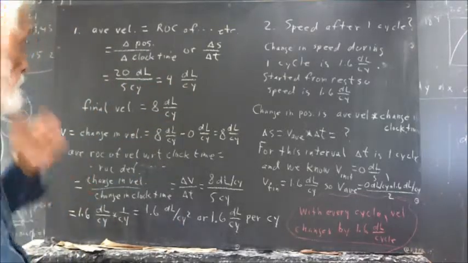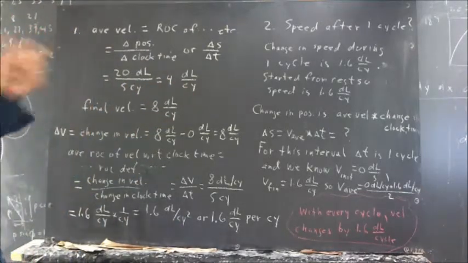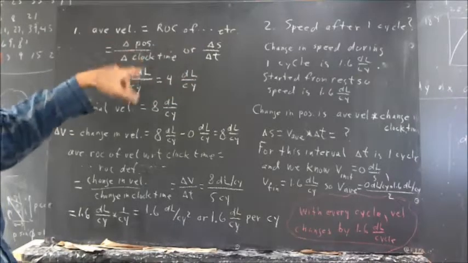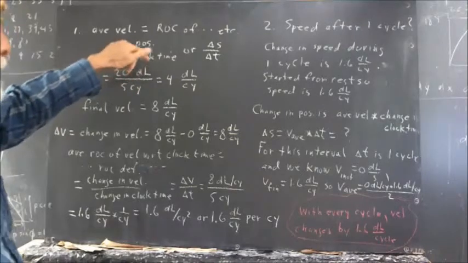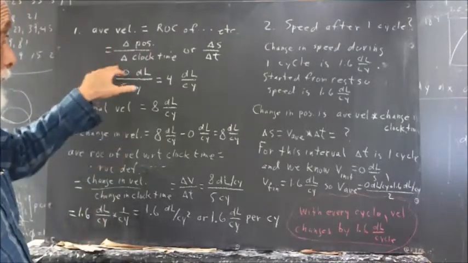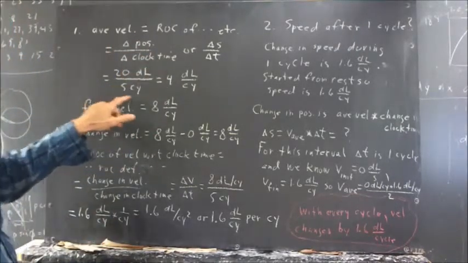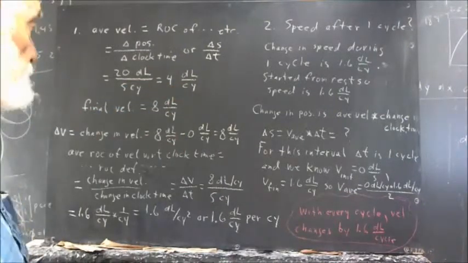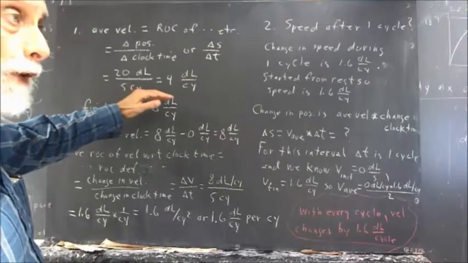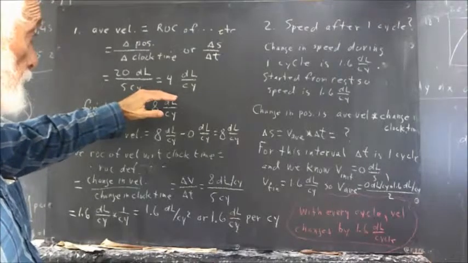That's very important. So in any case, our change in position, or our delta S, is 20 domino lengths, divided by the change in clock time, which is 5 cycles. And that gives us 4 domino lengths per cycle. Then you're asked for the final velocity. How do you get the final velocity?